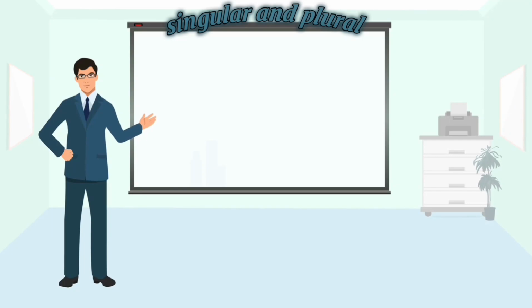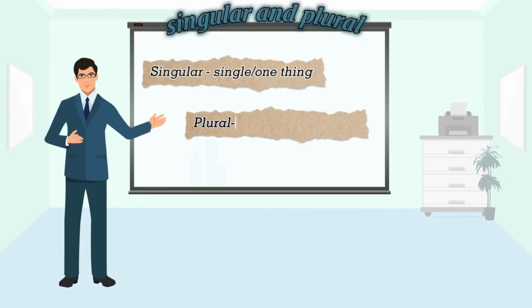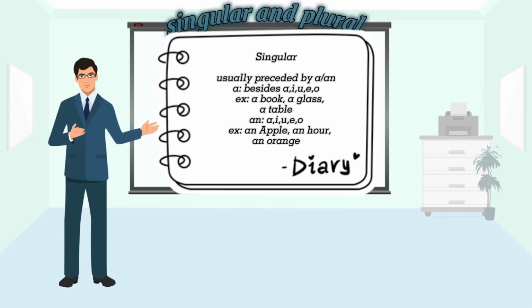Singular and plural nouns: singular means one thing, while plural means more than one thing. First, singular. Usually, singular nouns start with the article a or an, which means one in English. The article a is used for nouns that start with letters other than A, I, U, E, O.